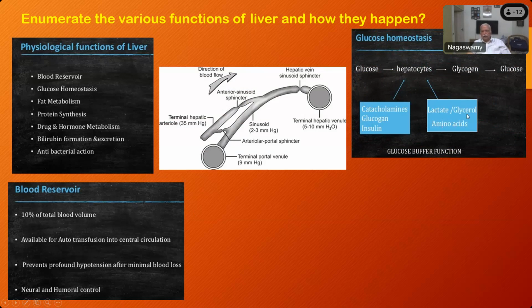Neoglucogenesis is from lactate, glycerol and amino acids. So this is the main function. Maintaining a constant blood glucose level is an important function of the liver.